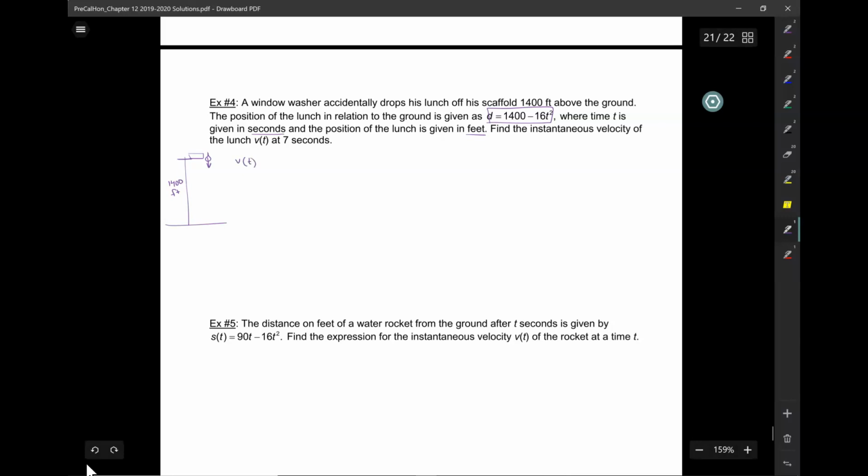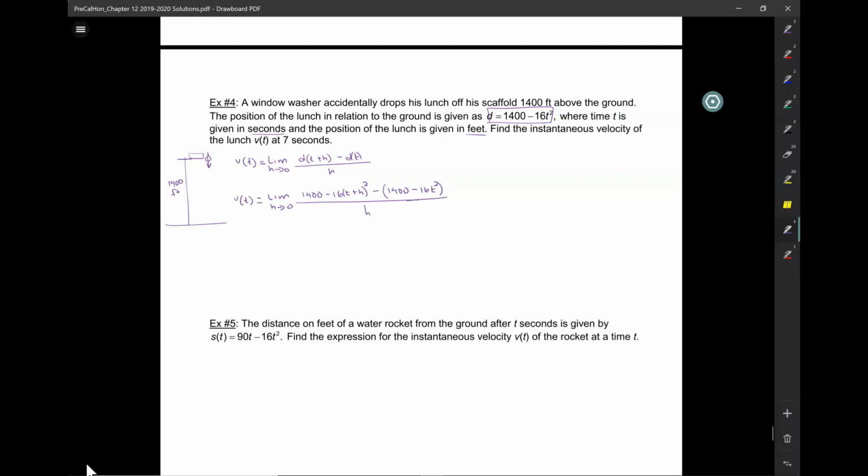v of t is equal to the limit as h approaches 0 of d of t plus h minus d of t, all over h. So v of t is equal to the limit as h approaches 0 of 1,400 minus 16 times (t plus h) squared. Now that's d of t plus h minus, what's d of t? 1,400 minus 16t squared, all over h.